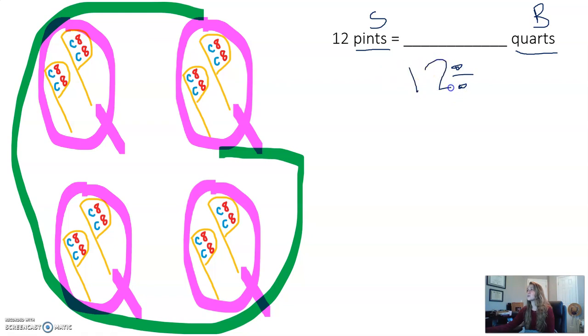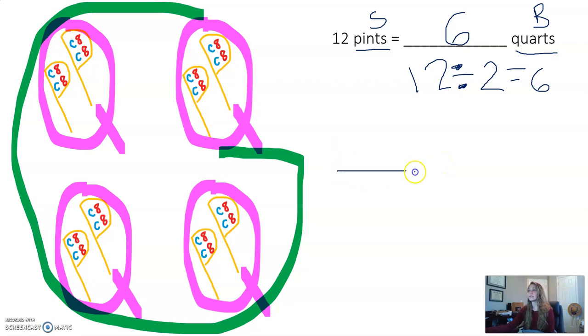So we're going to take 12 and we're going to divide it. But what are we going to divide it by? We need to figure out how many pints are inside of a quart. Well, inside of our Q, we see 2 P's. So there are 2 pints inside of a quart. So we're going to divide by 2. 12 divided by 2 equals 6. So there are 6 quarts inside of 12 pints.